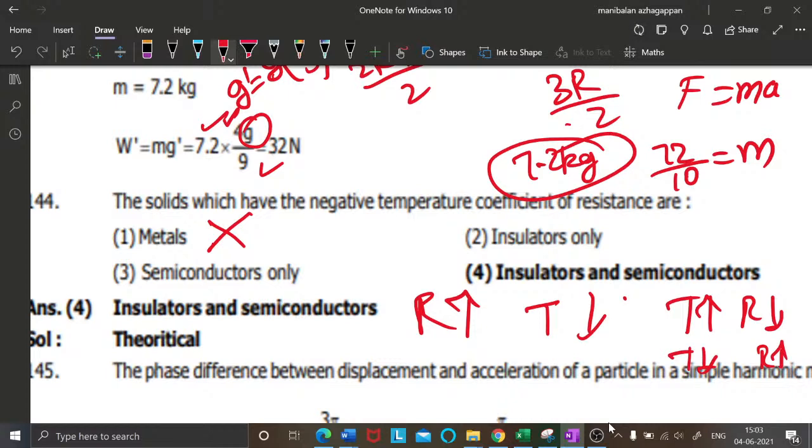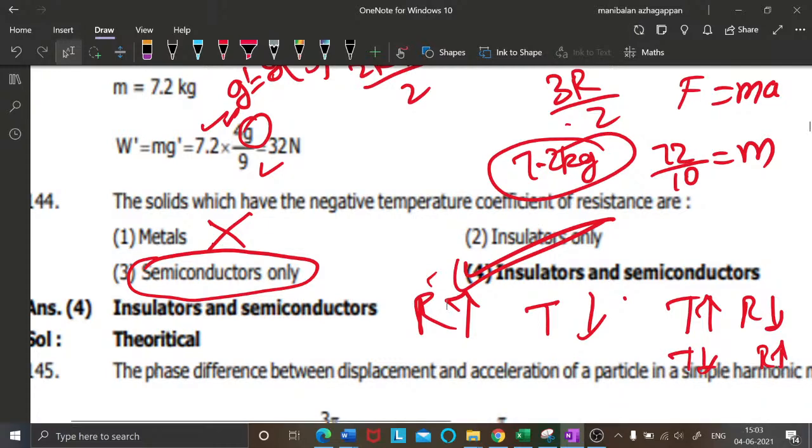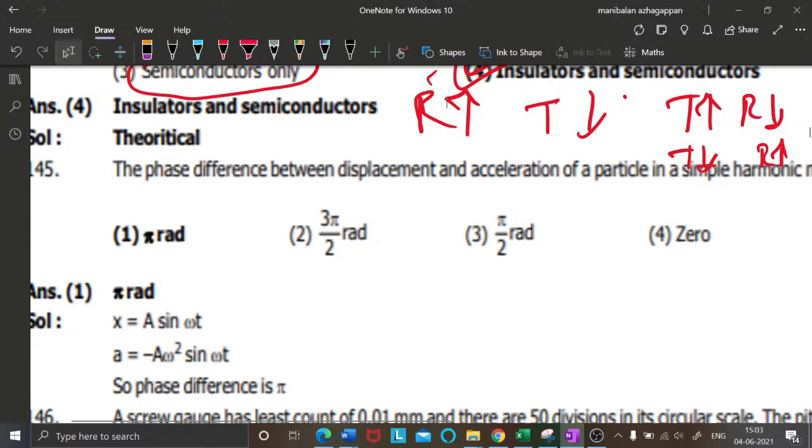Actually, semiconductor alone we are not able to take. Insulators also sometimes behave like that. So we can take the answer as: the insulator and the semiconductor will behave as a negative temperature coefficient. So right now we found which is the negative temperature coefficient. It's a very easy answer. Now we have another question: simple harmonic motion.